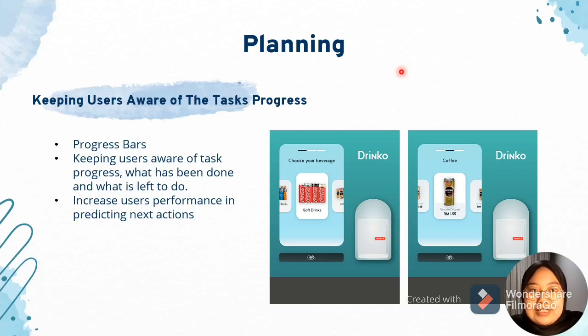So as you can see here, when users are performing the task of buying a drink, there is a progress bar located on the top of the screen in white and black color. The black color indicates which step the user is currently at. So users' performance will increase when they are able to know at what step they are currently at and they are able to predict what step they need to do next. So this will result in a smooth usage of the machine.